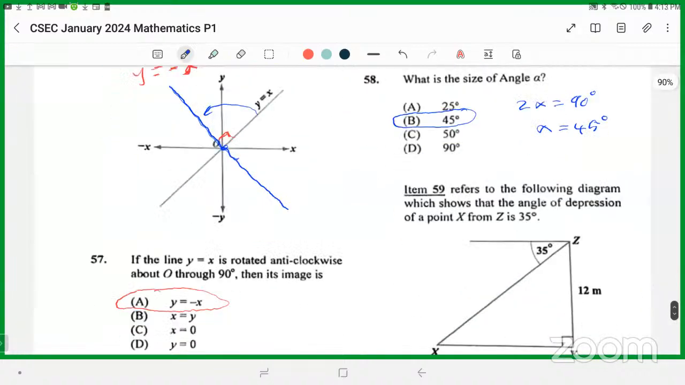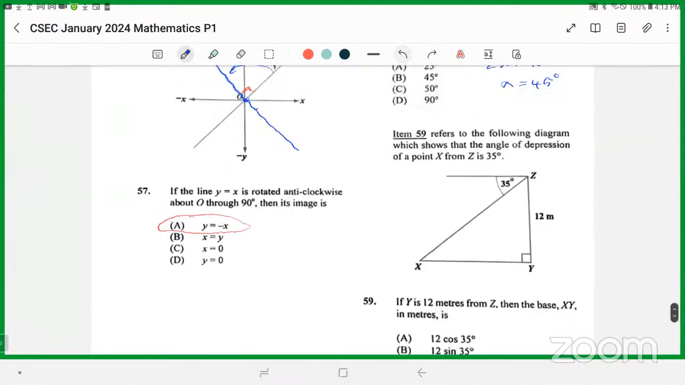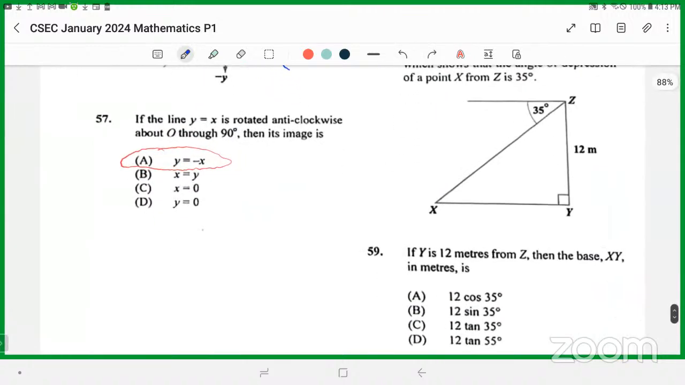Two to go. Next question says, I've seen this question multiple times. The item refers to the following diagram. It shows the angle of depression of x from z is 35 degrees. The angle of depression up here is 35 degrees, the angle looking down. So you can apply that the angle looking up from the other end is also 35. We can use the z angle. So this angle inside here is also 35 degrees.